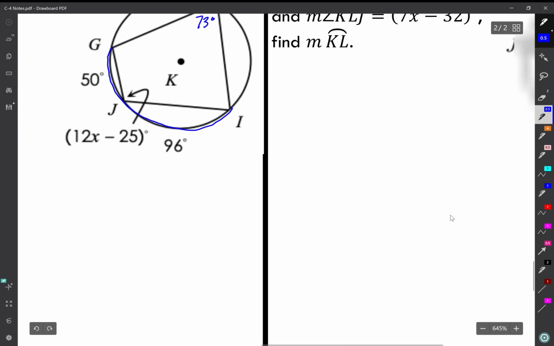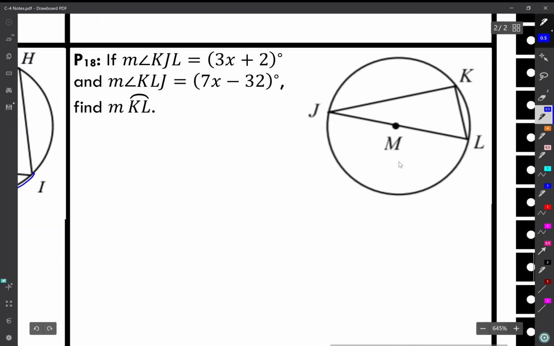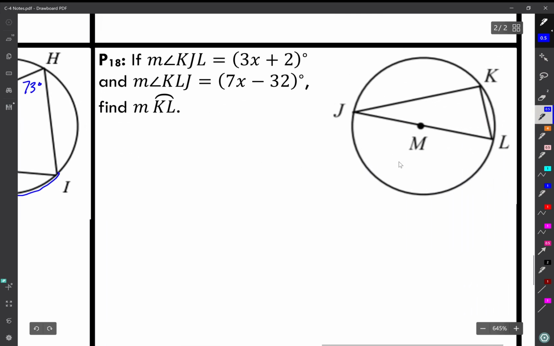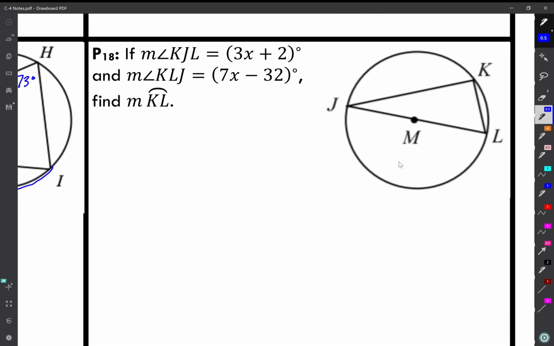Number 18. If the measure of angle KJL is 3x plus 2, and the measure of angle KLJ is 7x minus 32, find the measure of arc KL. So I'm looking at this angle JKL right here. It intercepts the diameter, doesn't it? So that tells me that is 90.